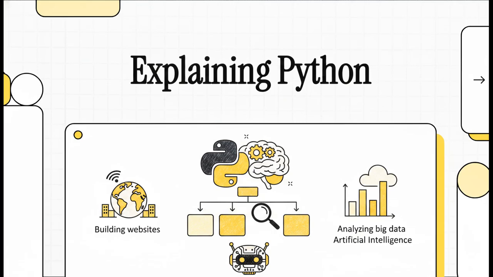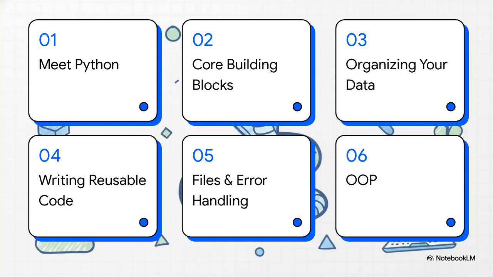Right, so today we're popping the hood on a tool that literally runs the modern web. I'm talking about Python. And hey, fun fact, it was actually named after the comedy troupe Monty Python, not the snake. Pretty cool, right? It's a high-level, incredibly human-readable programming language. I mean, whether you're building websites, crunching massive data sets, or training the next big AI model, Python is the engine driving it all. Here's our roadmap for today.